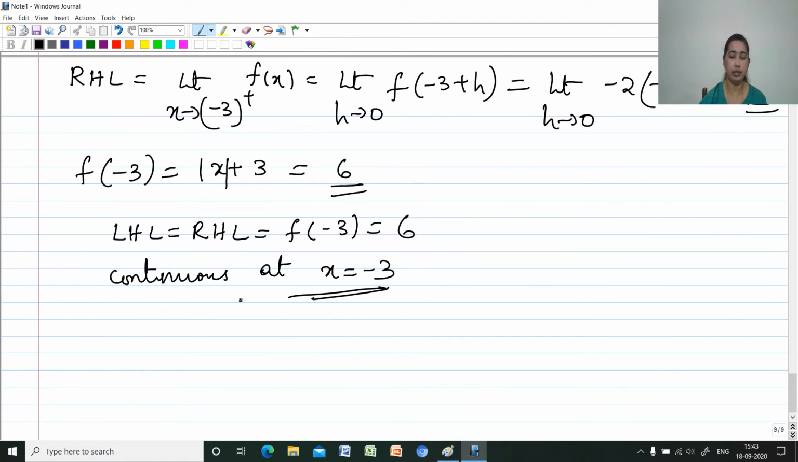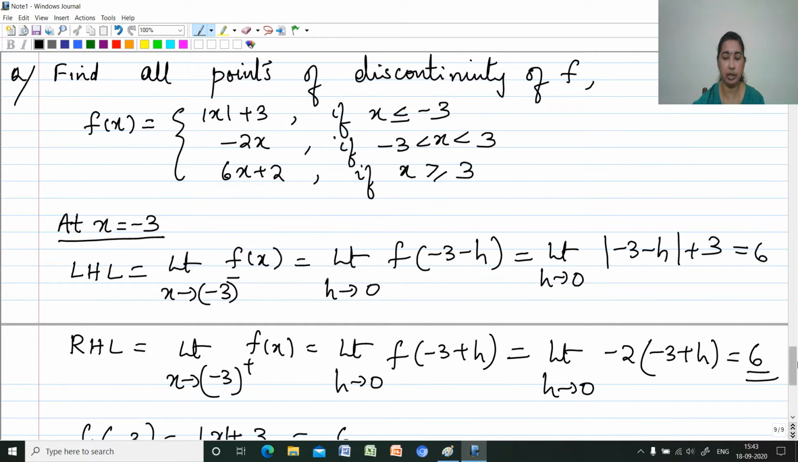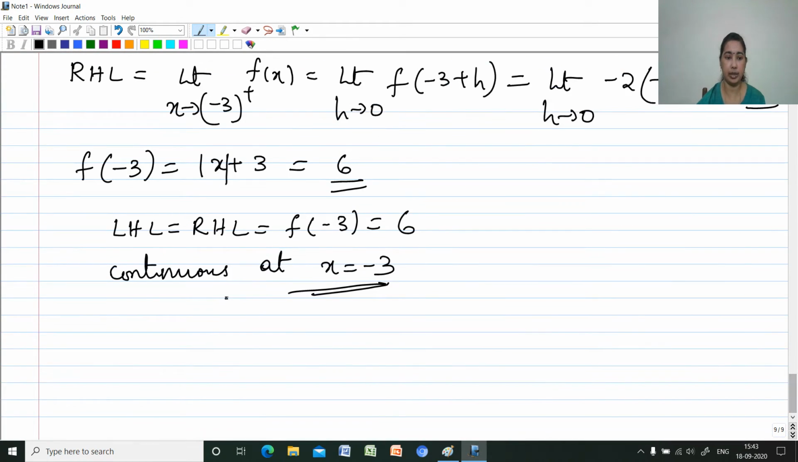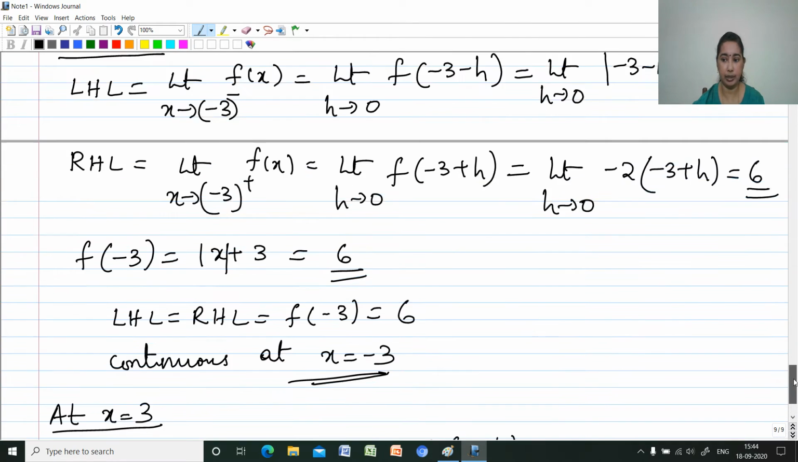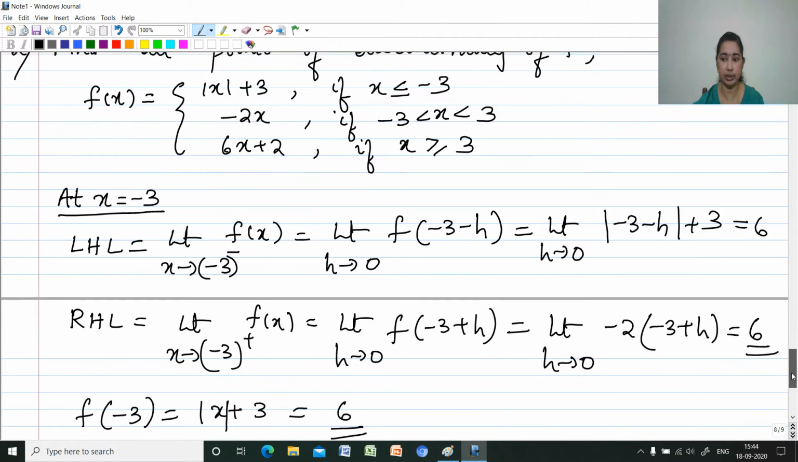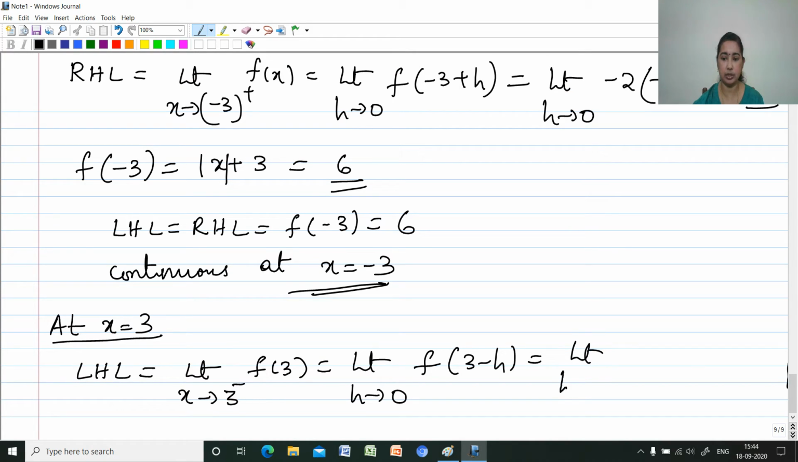Same way, at x equal to 3 also we have to check it. Same way, find what is LHL. LHL is limit x tends to 3 minus f of x. That is limit h tends to 0 f of 3 minus h, and the function which you have to take when x is less than 3 is minus 2x. So limit h tends to 0 minus 2 into 3 minus h. There you are getting minus 6.